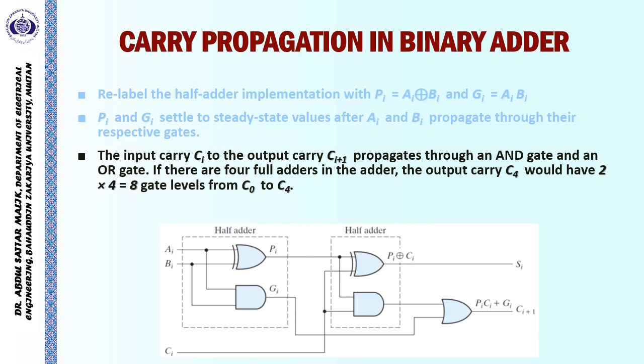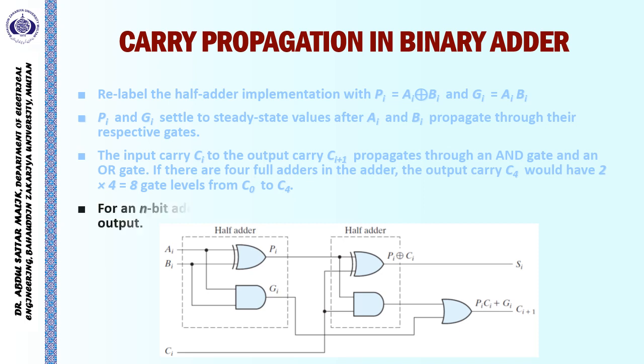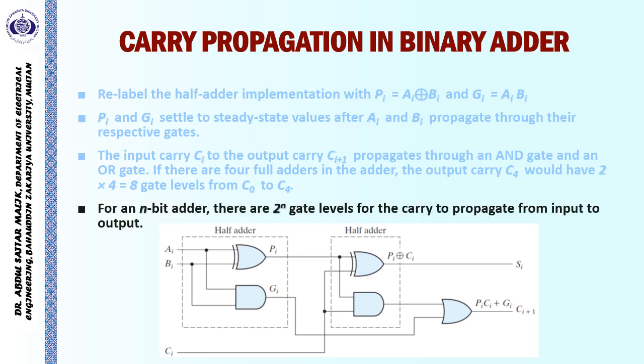The input carry Ci to the output carry Ci plus 1 propagates through an AND gate and an OR gate. If there are 4 full adders, the output carry C4 would have 4 multiplied by 2, which is 8 gate levels from C0 to C4. For an n-bit adder, there are 2n gate levels for the carry to propagate from input to output.